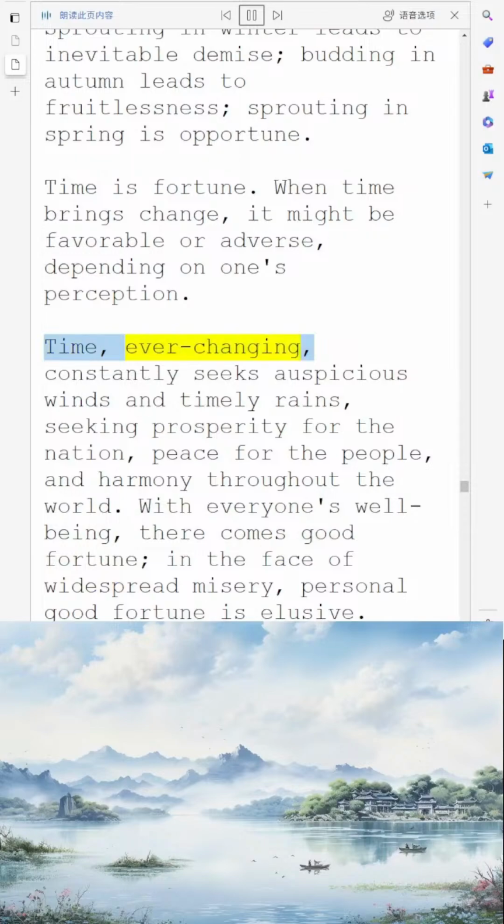Time, ever-changing, constantly seeks auspicious winds and timely rains, seeking prosperity for the nation, peace for the people, and harmony throughout the world. With everyone's well-being, there comes good fortune. In the face of widespread misery, personal good fortune is elusive.